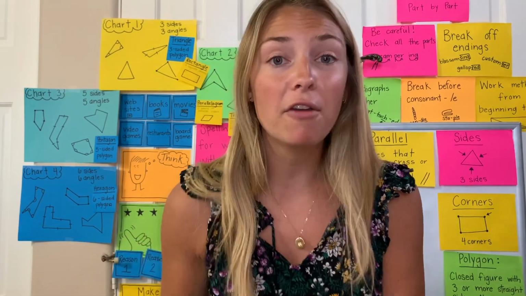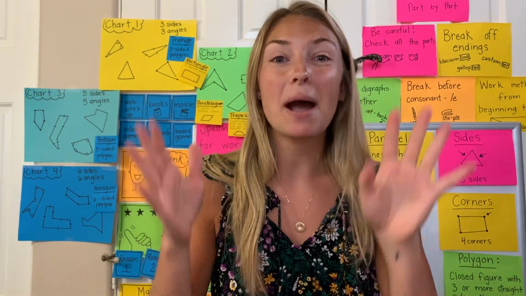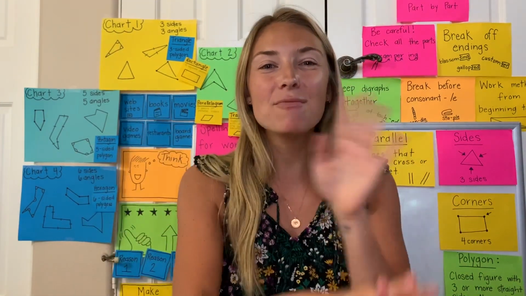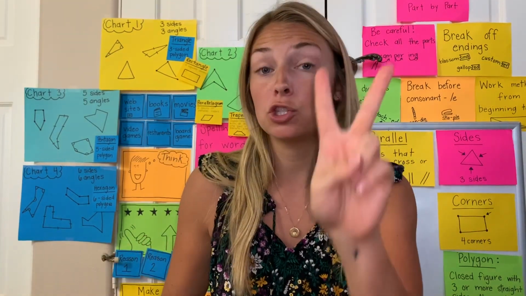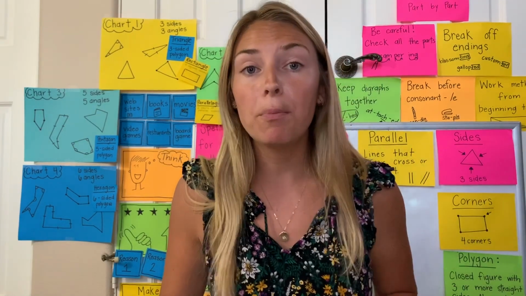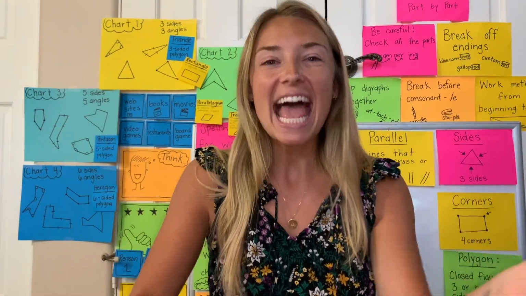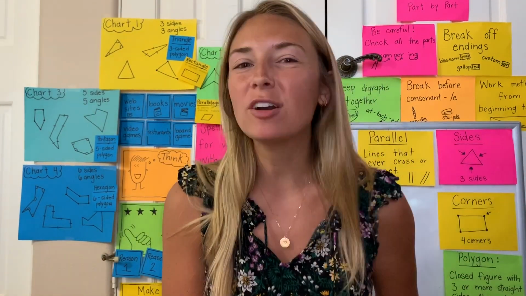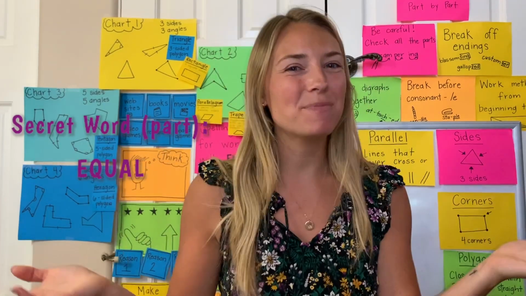So when we're learning about fractions, we're going to be talking about equal parts. How many equal parts are there? If there's 2 equal parts, we call them halves. If there's 3 equal parts, we call them thirds. And if there's 4 equal parts, we call them fourths.